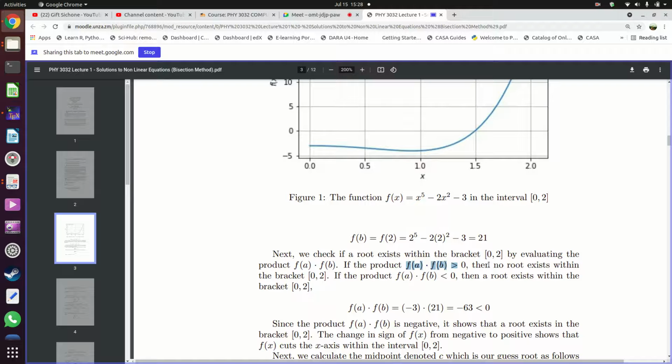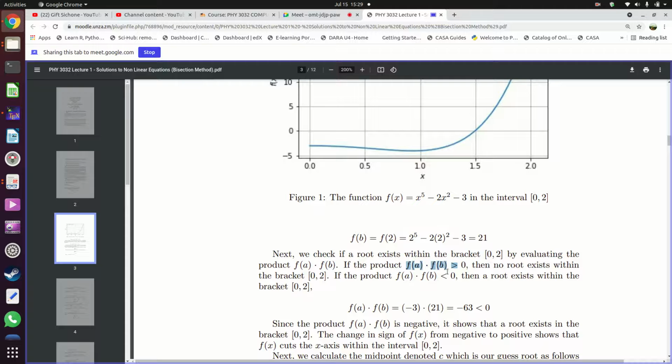If it's positive, it means one of two things. Maybe f of a is positive and f of b is positive. So positive times positive gives you a positive number, which is greater than 0. Or f of a is negative and f of b is negative, and negative times negative gives you a positive. In either case, that is telling you that the function has not crossed the x-axis.